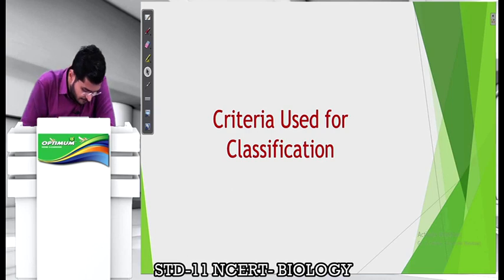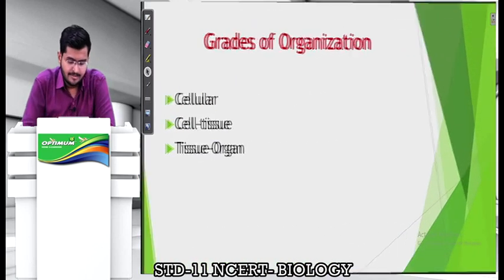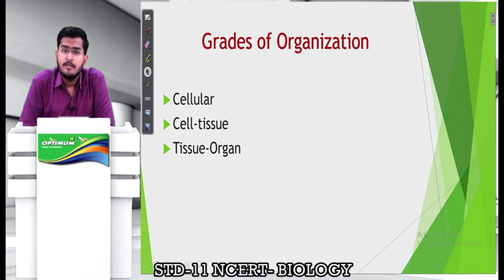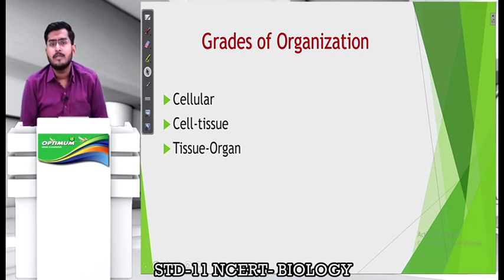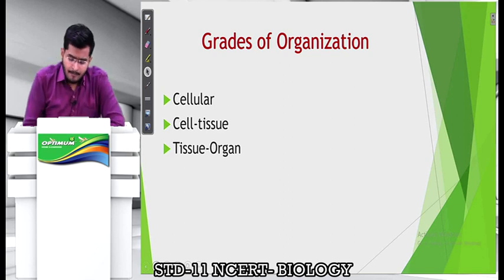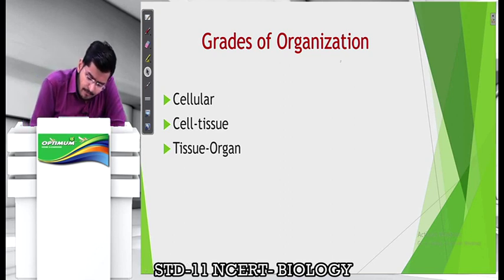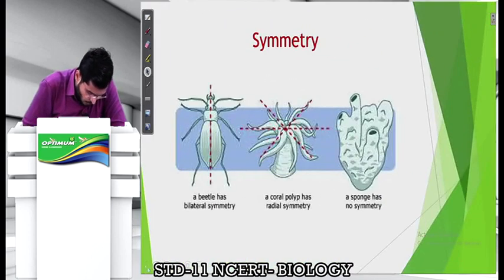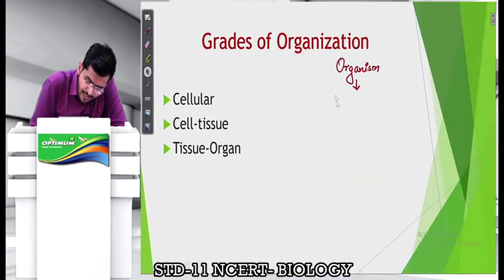Let us begin with the first criteria, which is grades of organization. So some animals, some organisms are going to have just individual cells. So we call it as cellular level of organization. उनमें टिश्यू या ऑर्गन नहीं होता. हम बहुत अच्छे से जानते हैं कि जब भी हम किसी ऑर्गेनिज्म के बारे में बात करते हैं, an organism is made up of something called as organ system, right? It's made up of organ system.